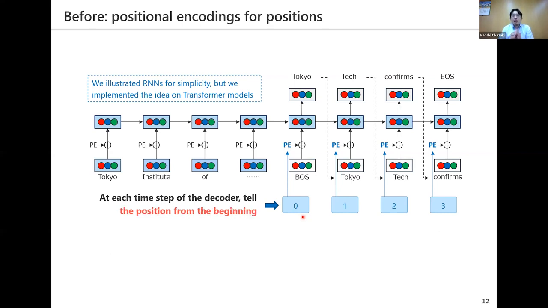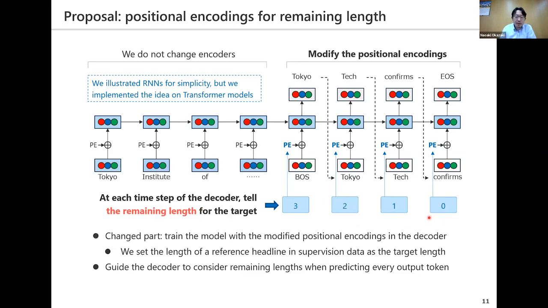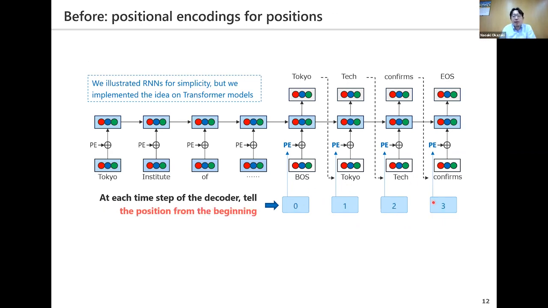In order to highlight the changed part from the original transformer, please take a look at this part. In the original transformer, positional encoding starts at 0 and increments the number at each time step. However, we cannot tell the decoder the remaining number of tokens if we use this architecture. So this is the changed part. This is our proposal, and this is the original transformer.